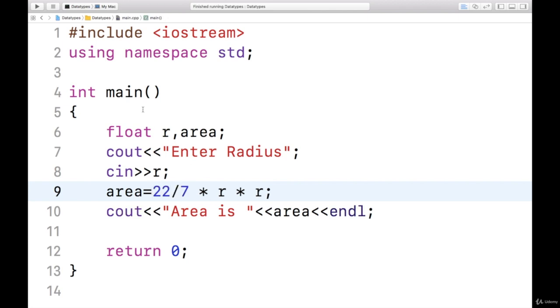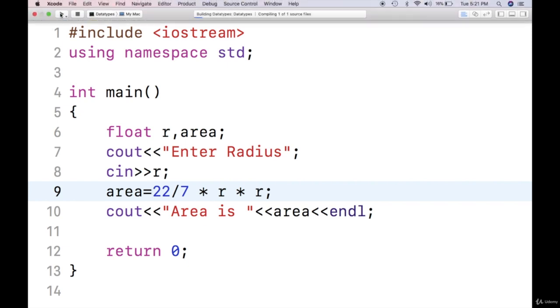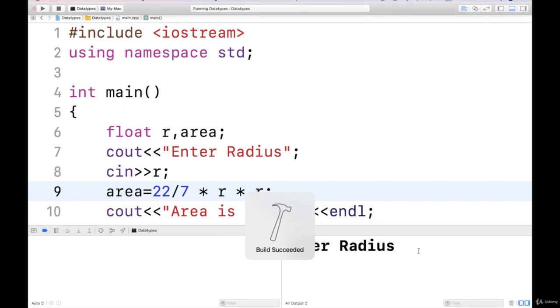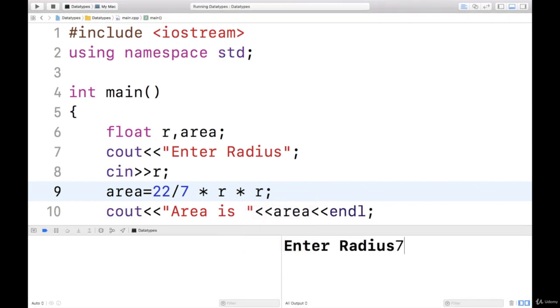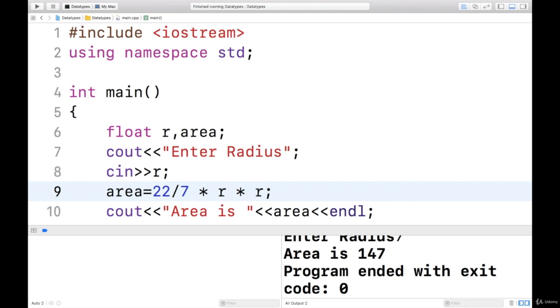But this will give an integer result. Let us try and see what will be the result. With 7, it's 147. Actually the exact value should be 154, but it is giving 147 because this is not taking a float value. This is giving 22 divided by 7, which gives only 3.